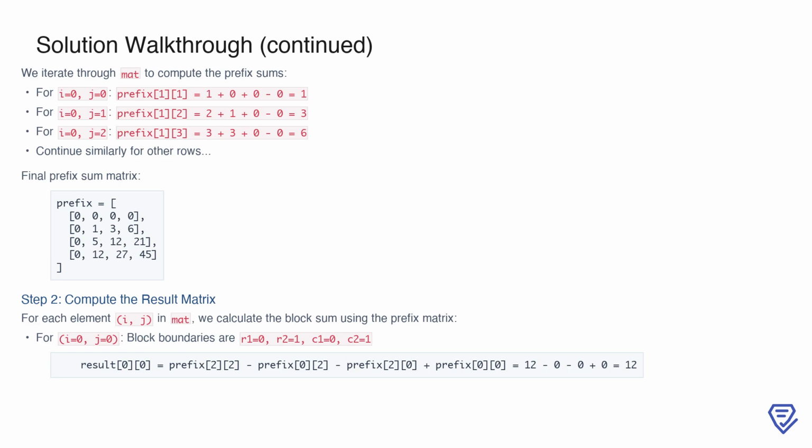With the prefix sums ready, we can efficiently calculate the block sum for any position in the matrix. For instance, at 0, 0, the block boundaries are determined by k, and the block sum is calculated using the prefix matrix. Using the formula, the block sum is 12 for this position.